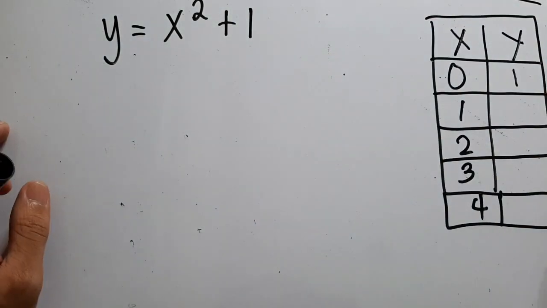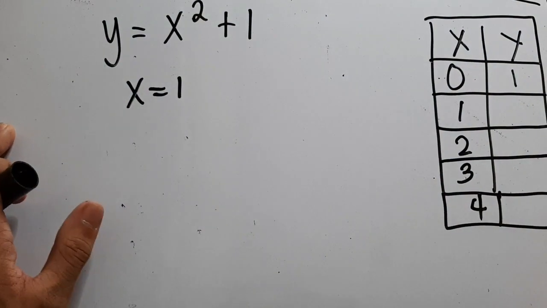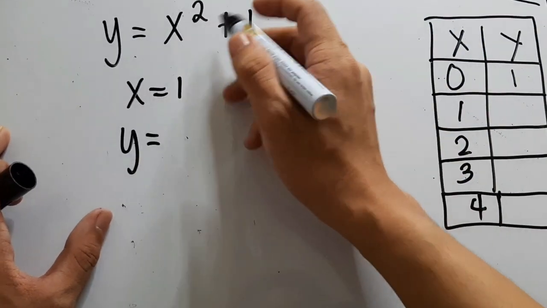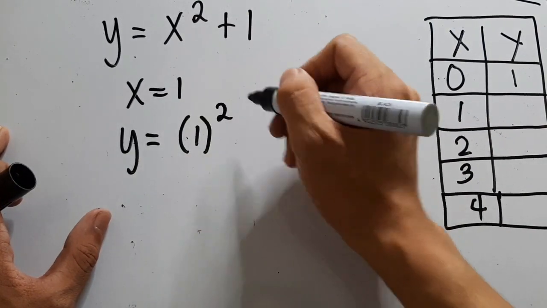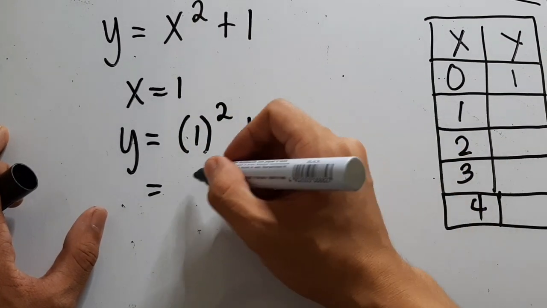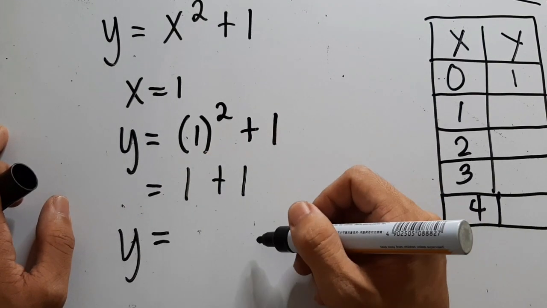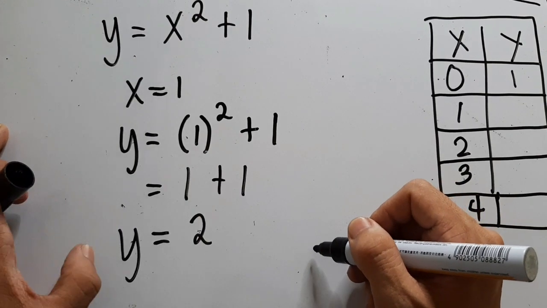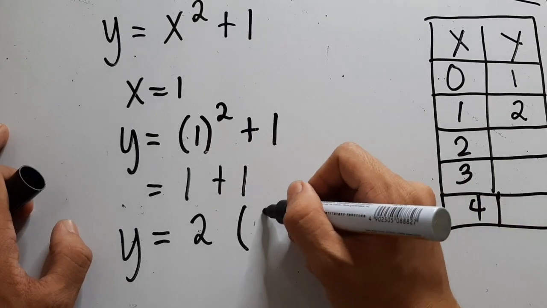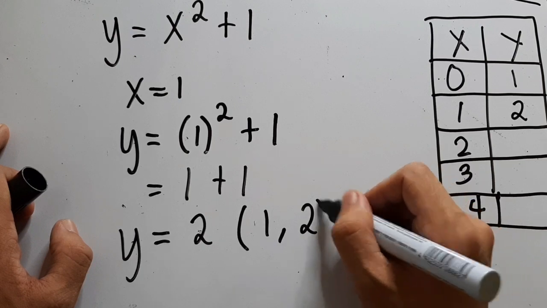Now, let us proceed to the value of x which is equal to 1. Ang gagawin natin, katulad ng nauna, isa-substitute natin ang value ng x na 1. So, we have x squared magiging 1 squared plus 1. So, we have 1 multiplied by 1, we have 1 plus 1. Y now is equal to 2. Yung ating ordered pair, kapag ang value natin ng x ay 1, ang ating y ay 2.